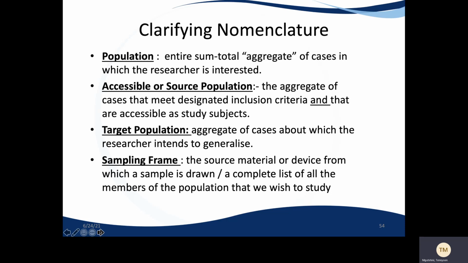But the expectation is that when you write your proposal or indeed make reference to these things in your thesis, you are able to say the sampling frame for this study was that, the population was that, the accessible or source population was this, and from that source population, the target population were X.